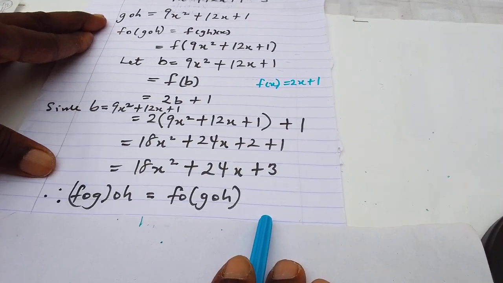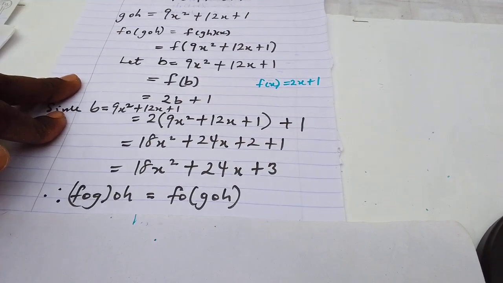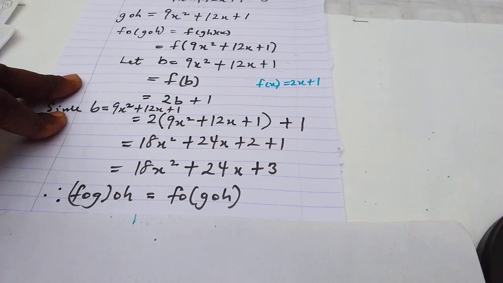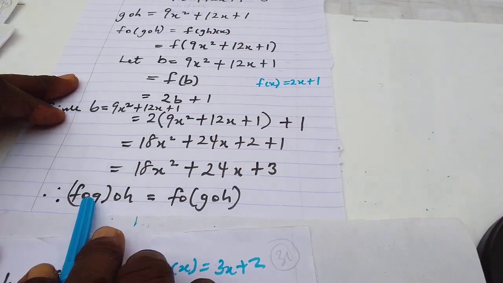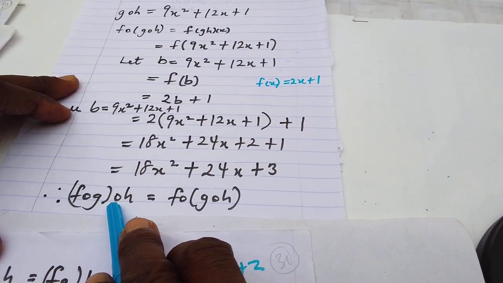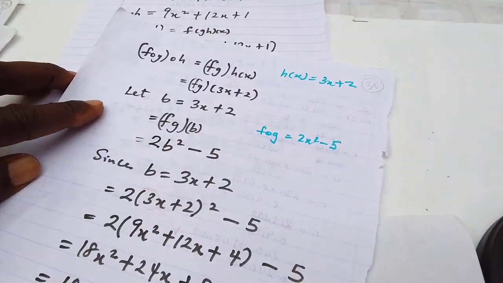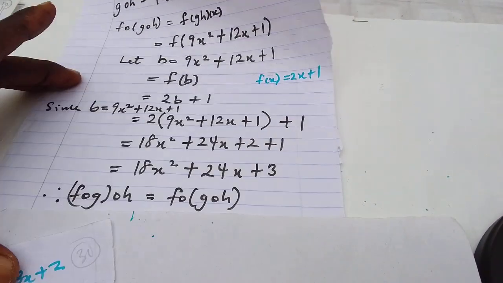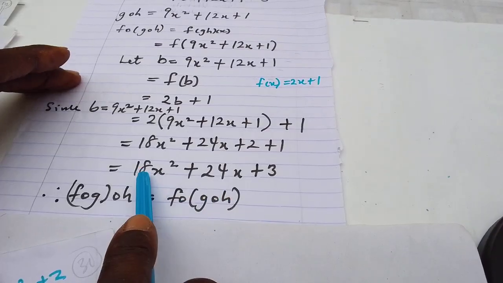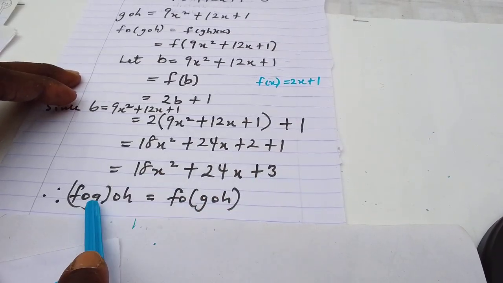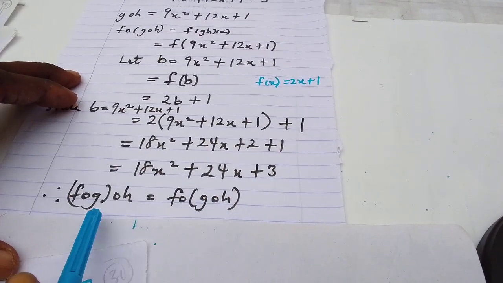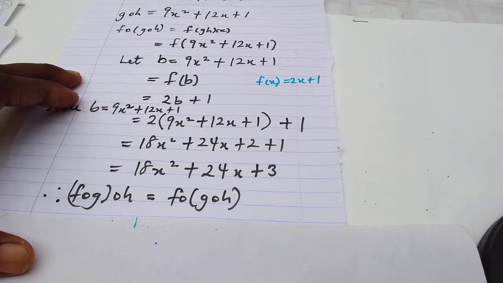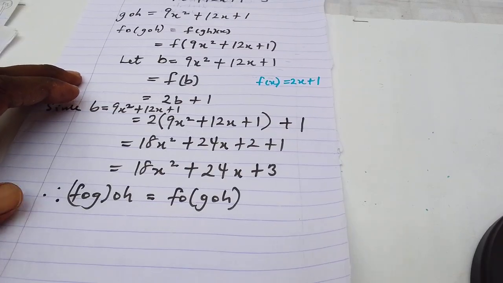So now you realize that in the two situations, you got the same answer. For this FOG into bracket OH, we got 18x squared plus 24x plus 3. And for this second part also, we got the same thing. So from that, we can see that the two composite mappings are equal.